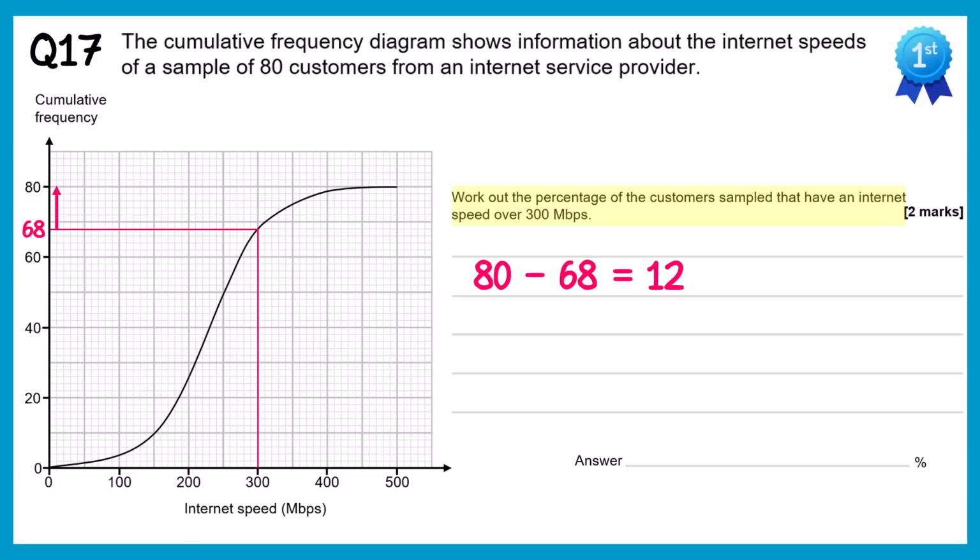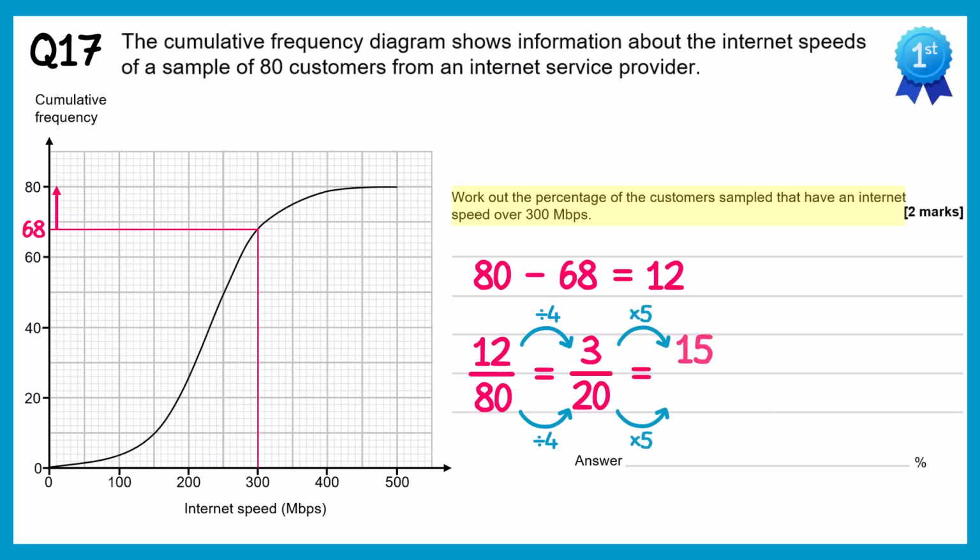But the question says what percentage of the customers is this? So let's write it as a fraction. It's 12 customers out of all 80 of them. And to write this as a percentage, we'll divide both of these by 4, which will give you 3 over 20, and then multiply both of these by 5, which will give you 15 over 100. And 15 over 100 is 15%. So the answer is 15.